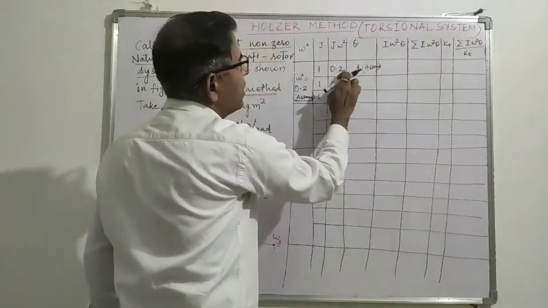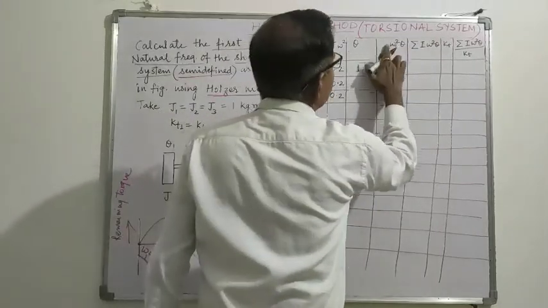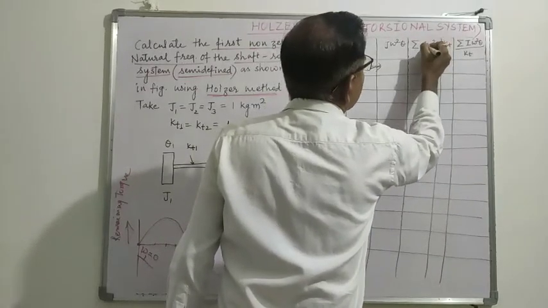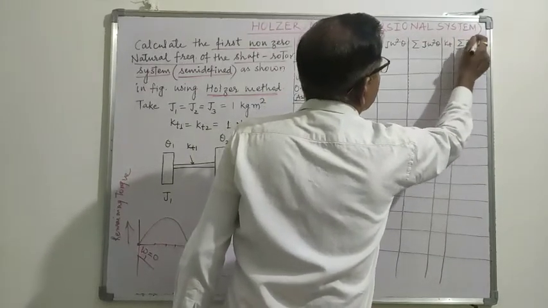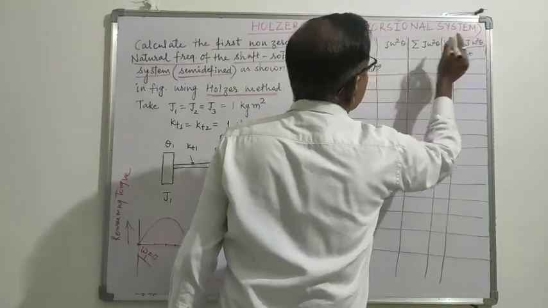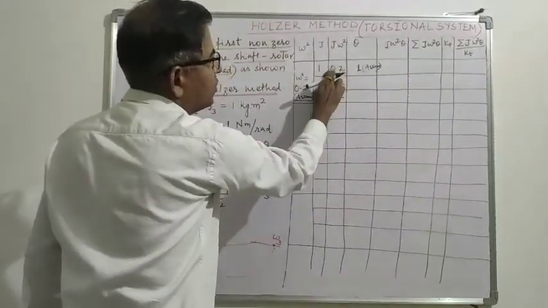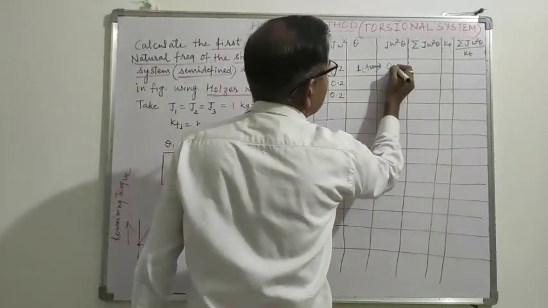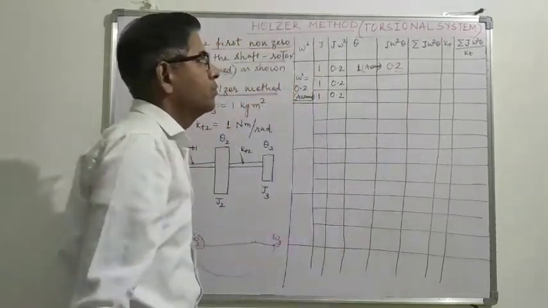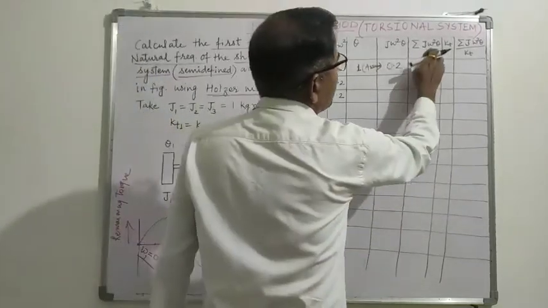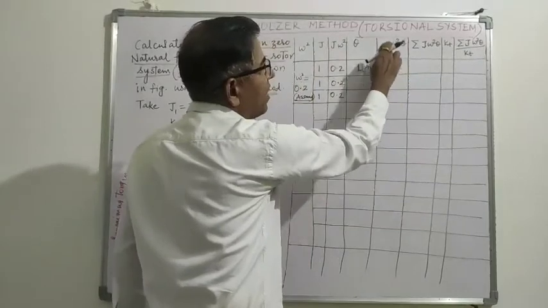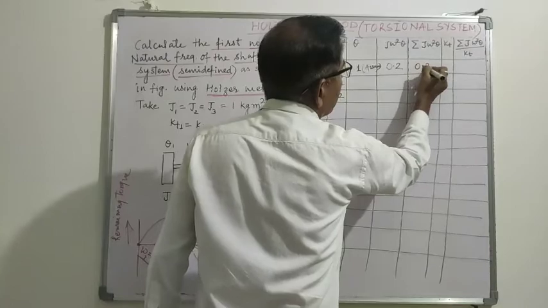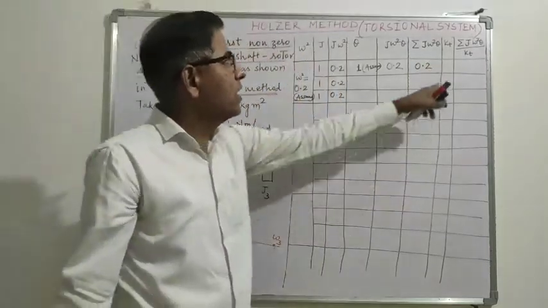Sorry, this is J. J omega square theta. So J omega square is 0.2 multiplied by theta. So this is again 0.2. Then summation of J omega square theta. So here there is only one value of J omega square theta, so the summation will be 0.2.